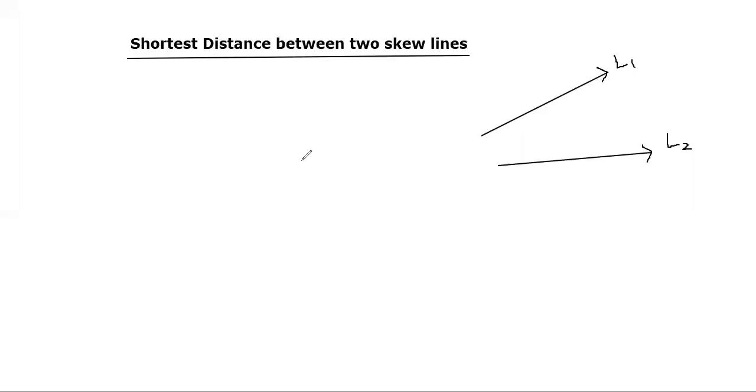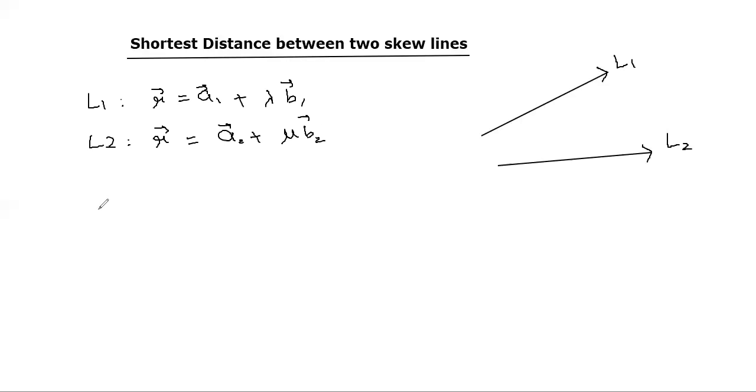Skew lines are two lines in space which are neither parallel to each other nor intersecting. The concept is to find the shortest distance between these two skew lines. Suppose the equation of line 1 is r equals a1 vector plus lambda b1 vector, while the equation of the second line is r equals a2 plus mu b2 vector.